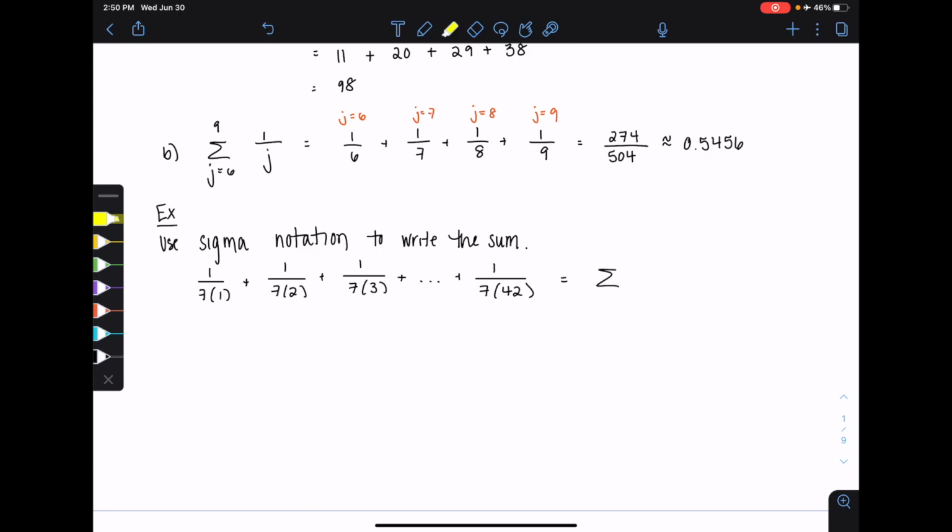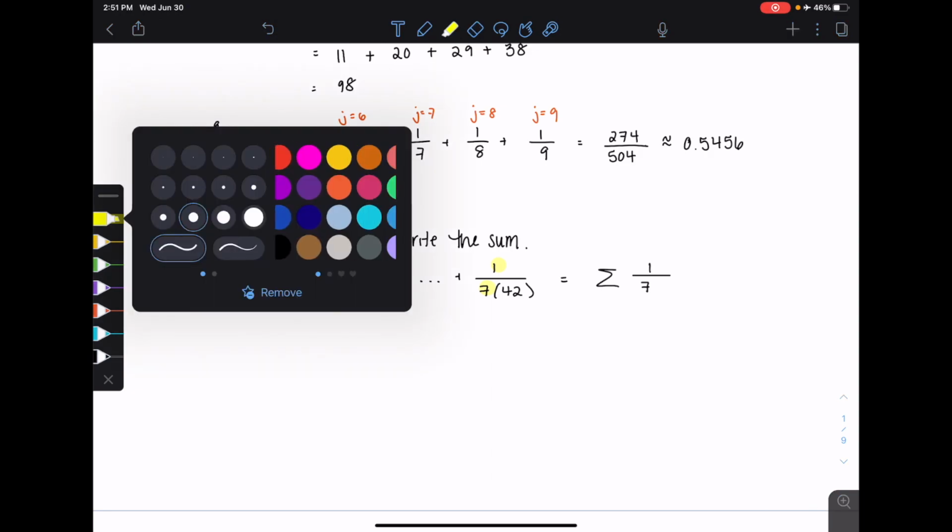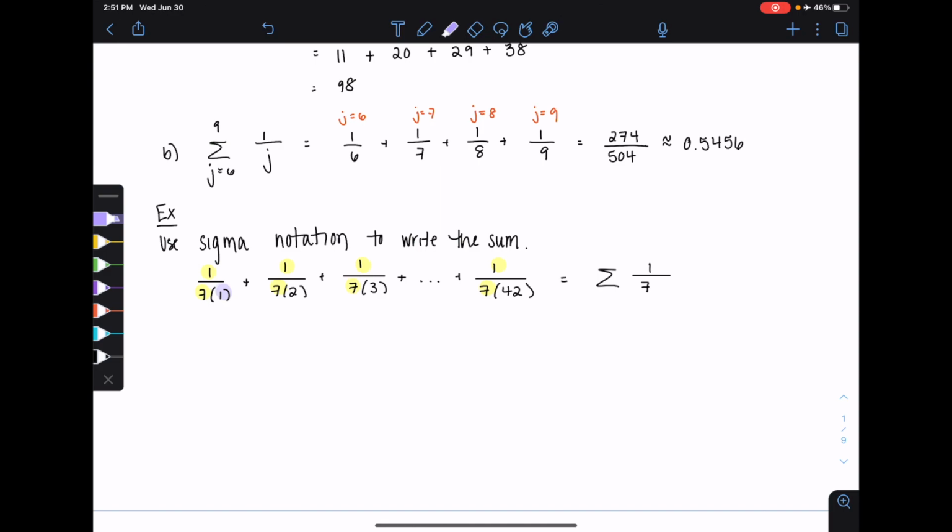If you consider this, the 1 stays the same every single time. Also, 7 stays the same every single time. So I'm going to keep that 1 over 7. That does not change. What does change is the thing that is being multiplied. It's getting bumped up by 1 each and every time.